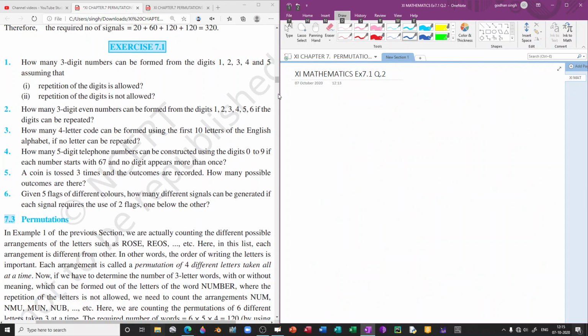Exercise 7.1, question number 2. How many 3-digit even numbers can be found from the digits 1, 2, 3, 4, 5, 6, if the digits can be repeated? So solving question number 2, let the 3-digit even numbers be of the form x1, x2, x3.